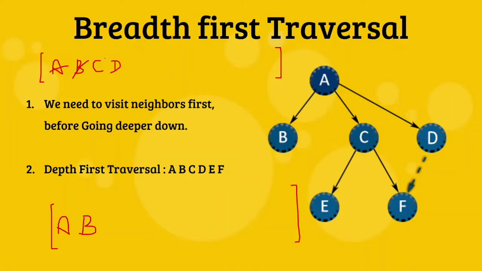So firstly, we will remove C from the queue and place it inside our resultant array. So once that is done, we will check, is there any children associated with C? So yes, we have E and F. So we will place E and F inside our queue. Okay, once that is done, we will again check, is there anything in the queue? So yes, we have D.